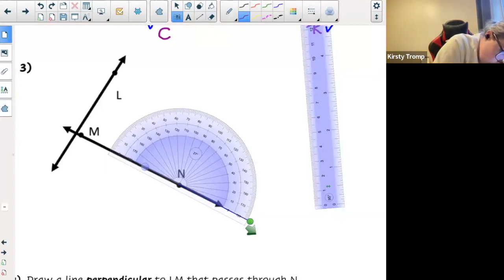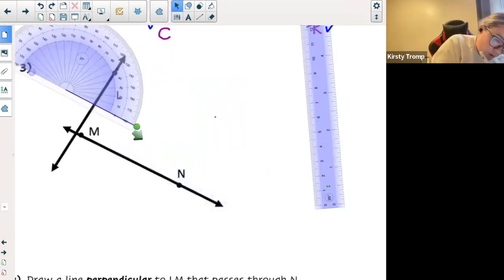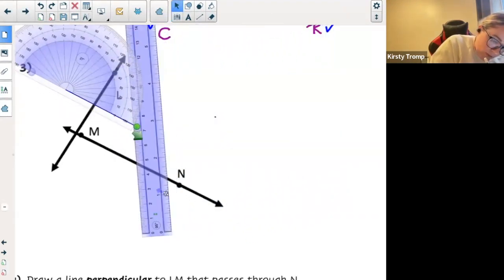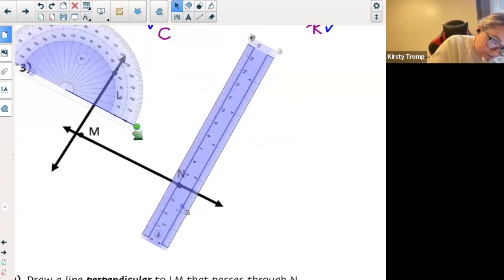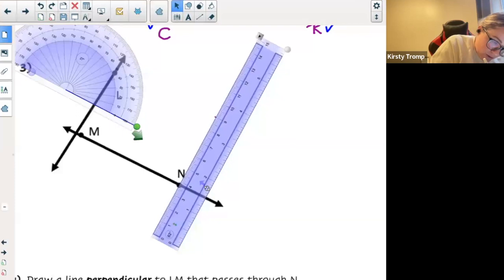So here I am. I'm going to make a point at 90 degrees, and that's the only mark I can make, unfortunately. All right. I'm moving him out the way, bringing my ruler back in here, and I am going to join up those 2 points.